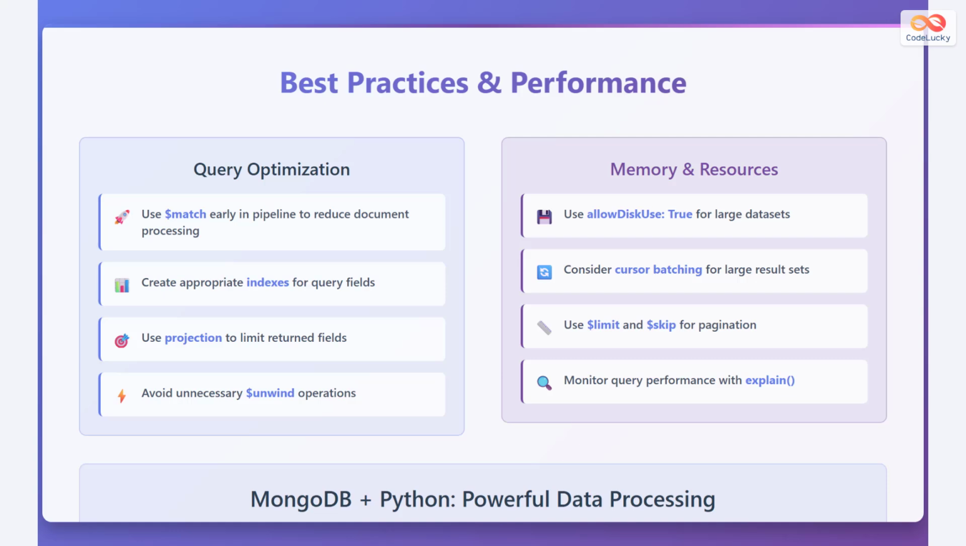Use allowDiskUse=True for large datasets to avoid memory limitations. Consider cursor batching for large result sets to improve retrieval speed. Use $limit and $skip for pagination to efficiently retrieve subsets of data. Finally, monitor query performance using explain to identify and address any bottlenecks.